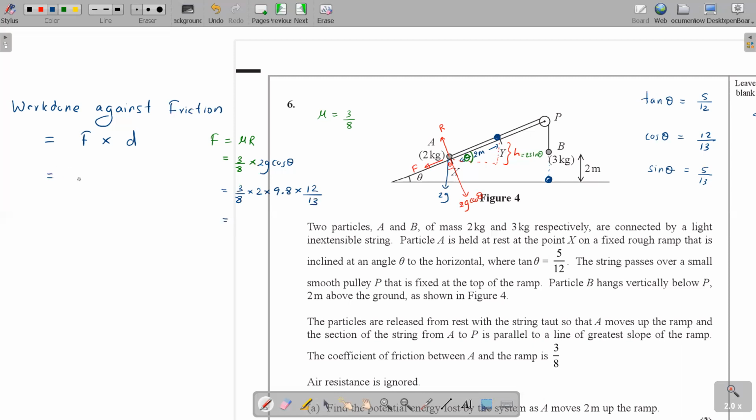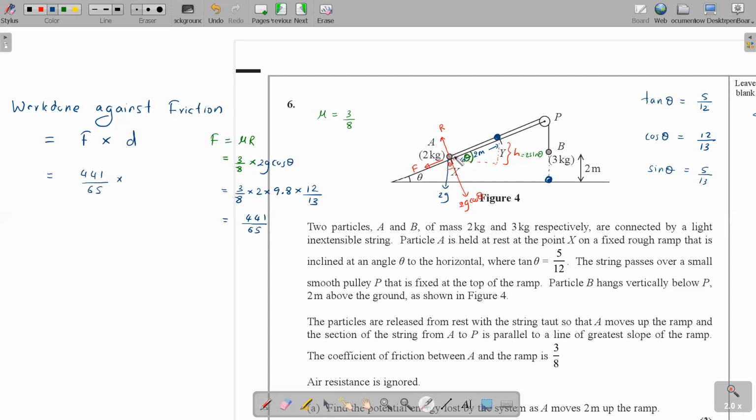So put that value for friction. 3/8, how much is it? 9.8 into 12/13. 441/65. Is that okay? Yes. Check my figures. 441/65 into distance is how much?